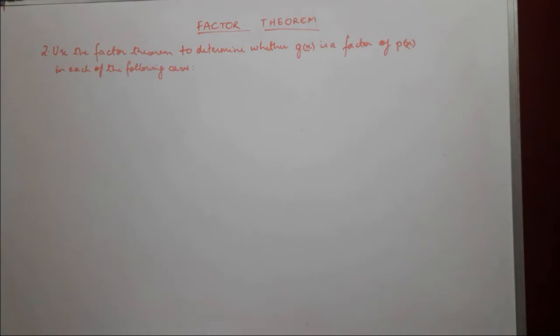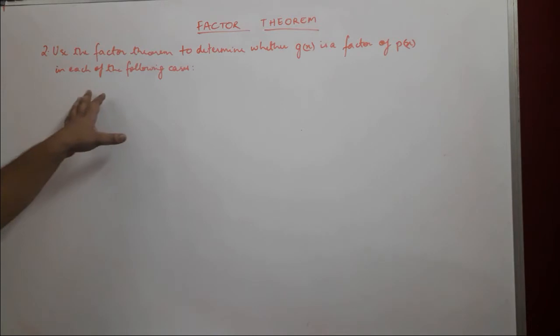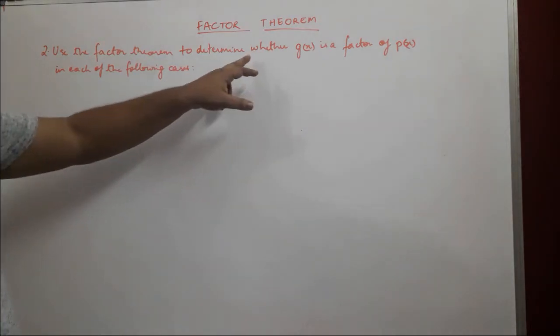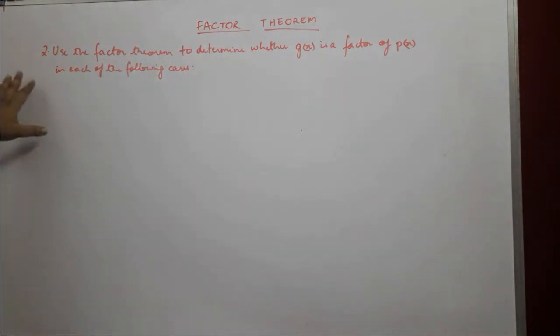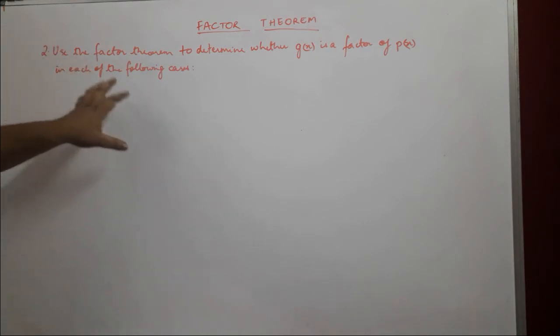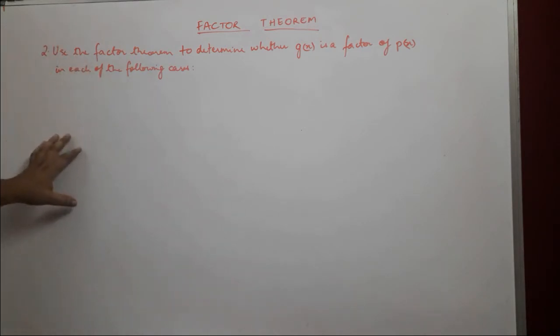So once again, the question is a little bit changed in this one. It says use the factor theorem to determine whether g of x is a factor of p of x in each of the following cases. In the previous video, g of x was common to all the questions, only p of x was changing. Under this question we will have a different g of x and a different p of x each time we solve a problem. So let's see what is the first question under this main question.